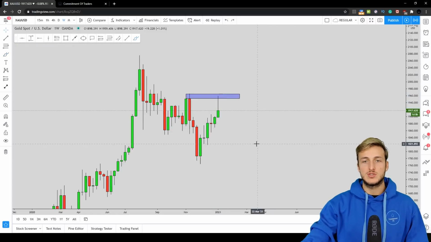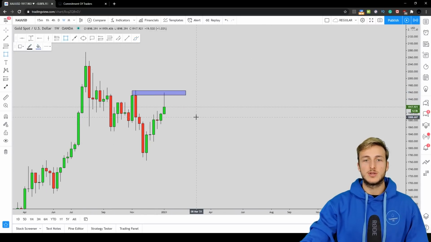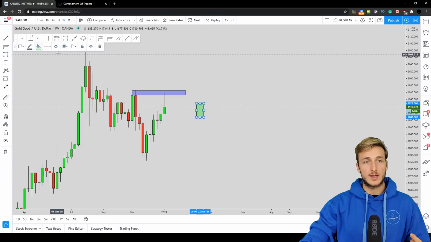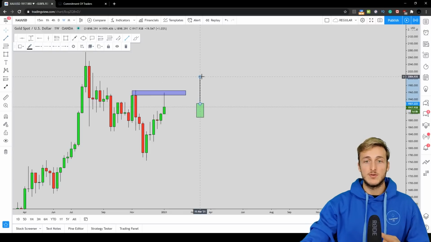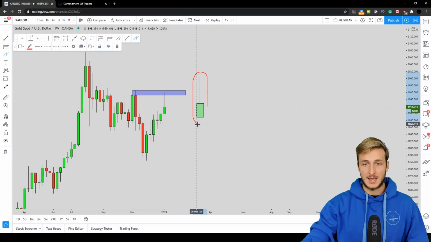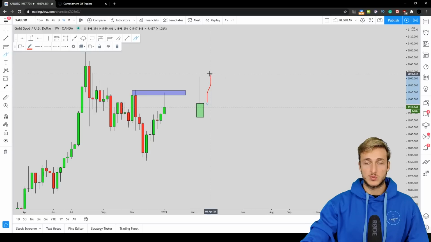Now, every time that you see a candle like this, so a candle that has a green body and a long wick, in which the wick is at least 50% of the size of the body, if you have a situation like this, where the market prints a candle like this, what you expect is for the next candle after this one to fill in this wick.